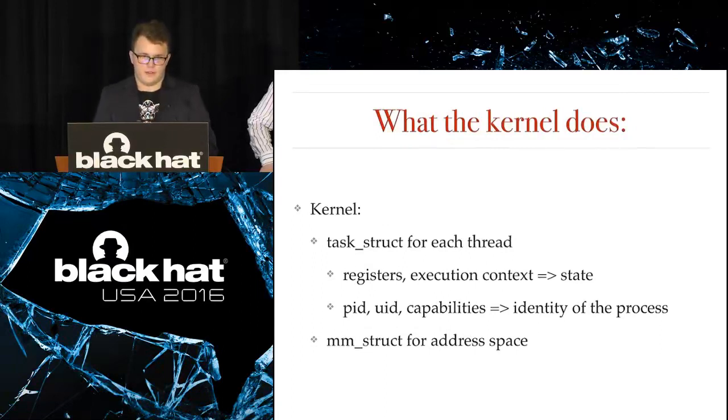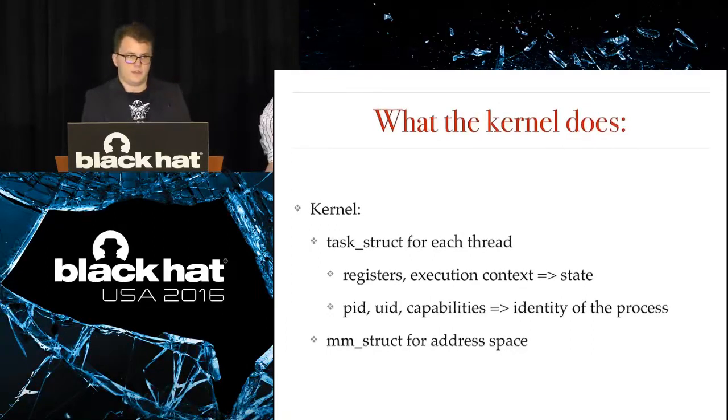The kernel now represents a process with a structure called task struct, and it has one of these task structs for everything that can execute, that is every thread in your process. And that task struct contains both a copy of the program's execution context, that is, for example, in what signal handler you're in, what registers you have, etc., so that the CPU can switch between different threads. And it contains information about the identity of the process, such as its PID, UID, etc.